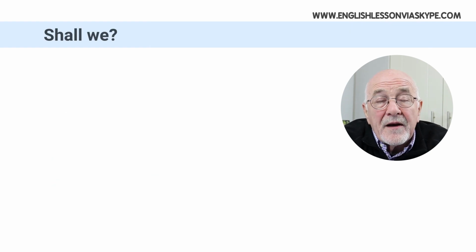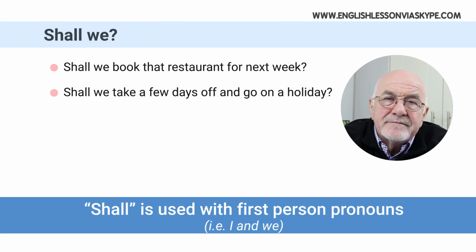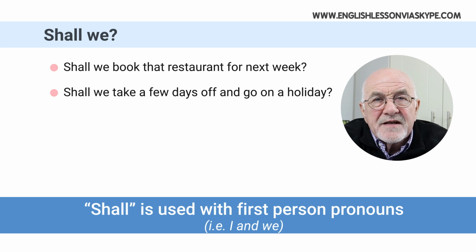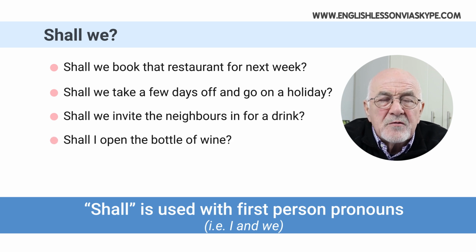And then a little more polite and very formal. Shall we? Shall we book that restaurant for next week? Shall we take a few days off and go on a holiday? Shall we invite the neighbours in for a drink? They moved in six months ago and we've hardly said hello to them. Shall we do something special for New Year this year? I'm sure there's going to be lots of celebrations now that the pandemic is finally over. So lots of ways to say, shall we?